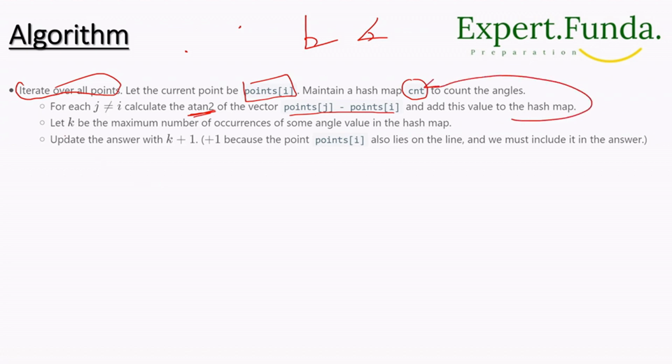Let k be the maximum number of occurrences of some angle value in the hash map. For example, 30 degrees occurs 3 to 4 times. Then we update our answer with k plus 1, because the point i also lies on the same line, so we must include it in the answer.